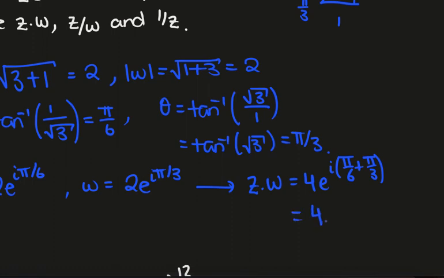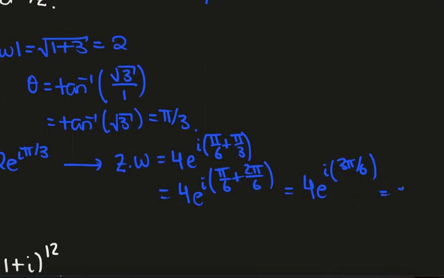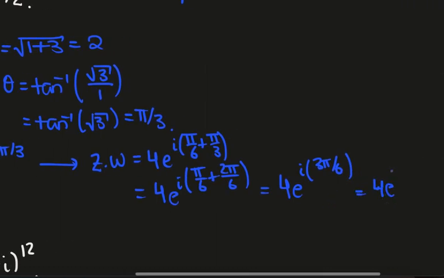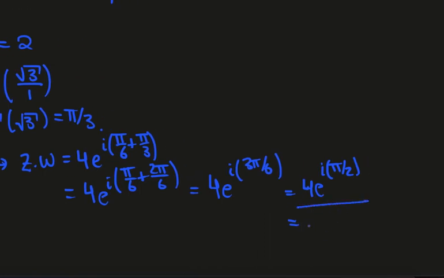Okay, so what do we get when we add these arguments? We're going to have pi on 6 plus 2 pi on 6, and this is 4e to the i 3 pi on 6, which is 4e to the i pi on 2. If we wanted to write this in polar form, this would be it. If we wanted it in Cartesian form, then we could just write this as 4i.